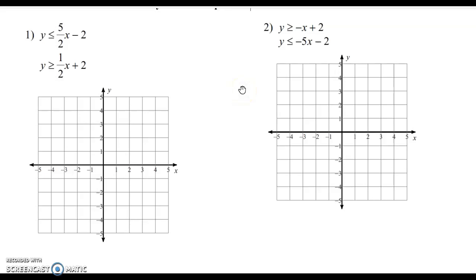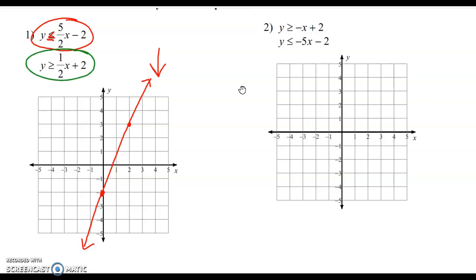So our first line, it's already in slope-intercept form. Y-intercept is -2. Slope is up 5, 1, 2, 3, 4, 5, over 2 to the right because it's positive. Line would be solid because it's also equal to, and then we want to be below that line because it is less than. And I'll graph the second line.